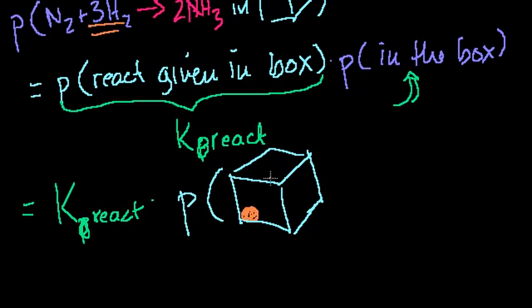So 1, 2, 3, and 1 nitrogen molecule. And we should pick a box that's small enough so that that would be indicative of how close the molecules need to get to actually react.